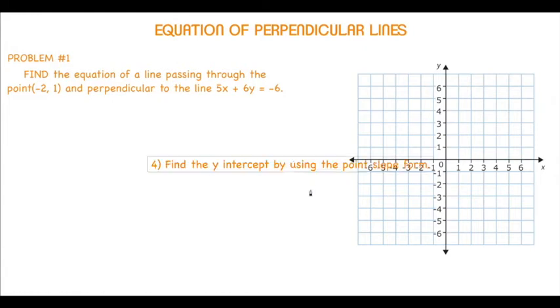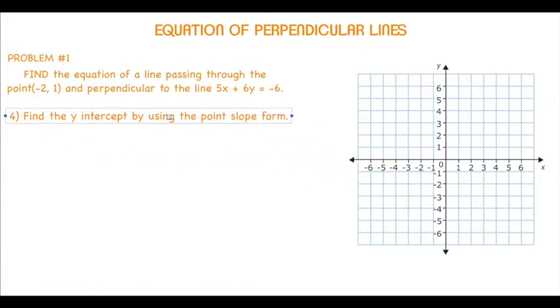Step 4. Find the y-intercept by using the point-slope form. The equation of the point-slope form is y equals m, or the slope, times x minus x1, plus y1. So, we need to write down the point that the problem has given us. The point will be equal to x1 and y1, and x1 and y1 equal negative 2 and 1.